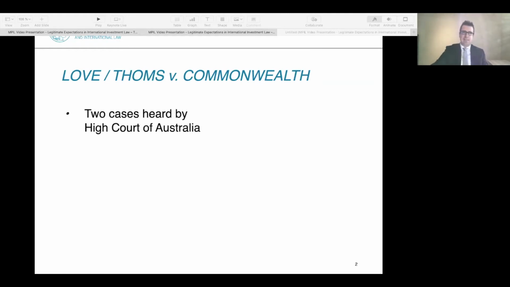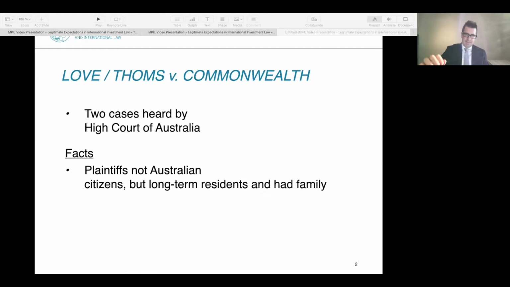So let's begin. Two cases heard together. The reason why they were heard together is because the facts of the two cases are very, very similar. You have two plaintiffs. I'm going to use the traditional Australian legal terminology here. Plaintiffs, you can think in your mind, equals a claimant or an applicant. So the two plaintiffs are not Australian citizens, but they are long-term residents and they do have their own families in Australia.